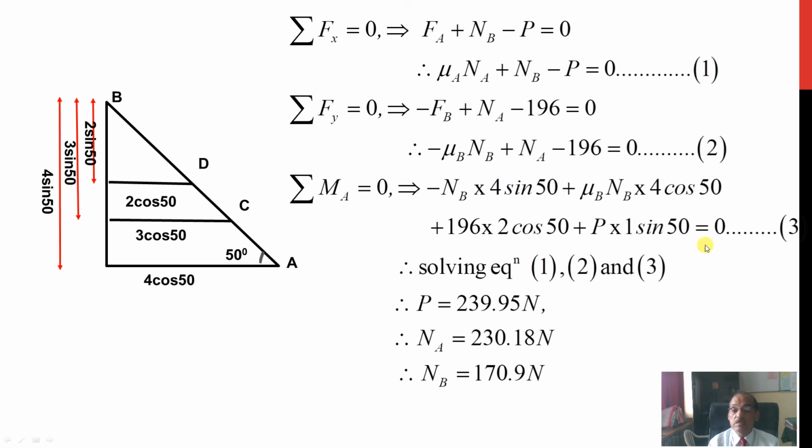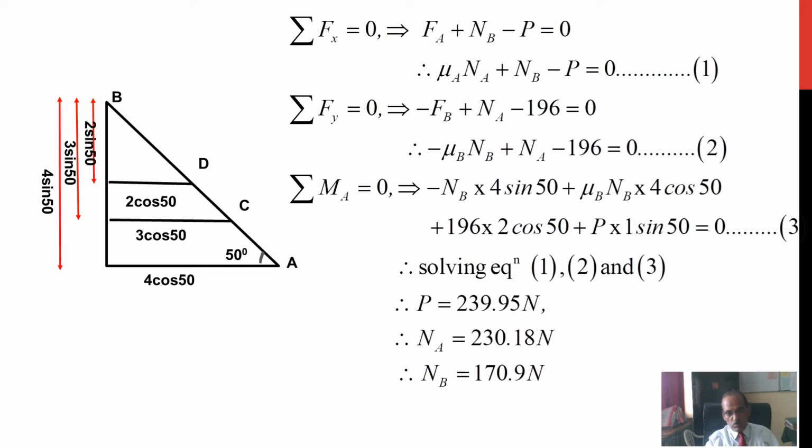These 3. Solve 1, 2, 3. You will get P as 239.95 Newton. You will get normal reaction at A as 230.18 Newton. Normal reaction at B is 170.9 Newton. This way you can solve the problems.